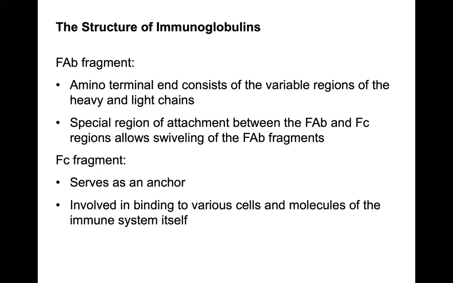So the variable regions will consist of heavy and light chains. They are a special region that attaches essentially to the specific antigens. The Fc fragment will serve as an anchor, and it's involved in the binding to various cells and molecules of the immune system.